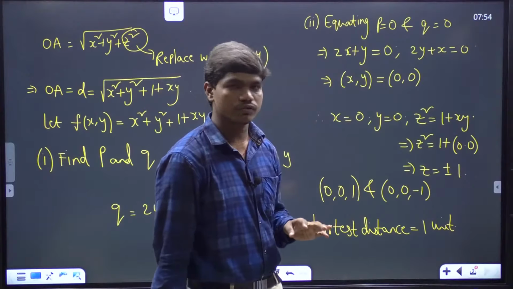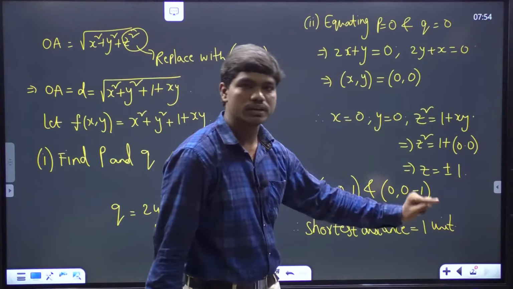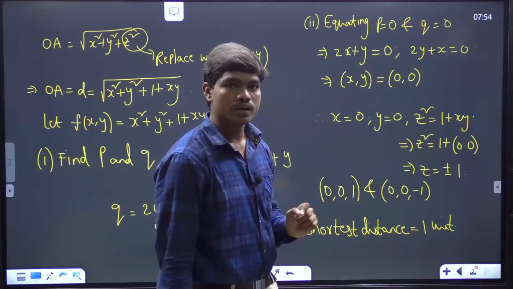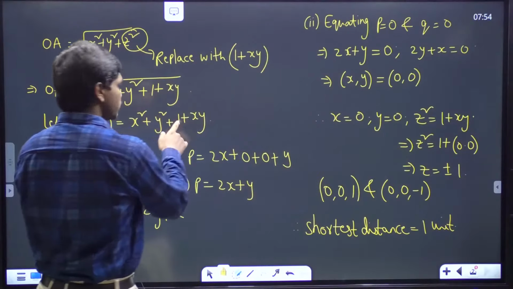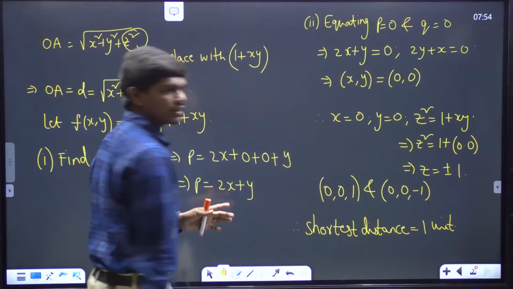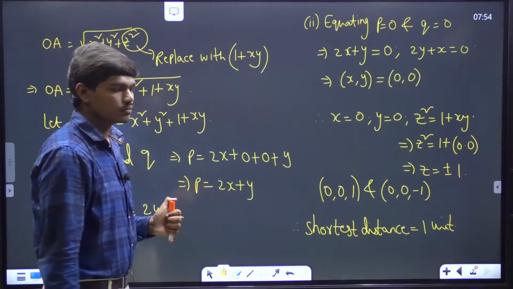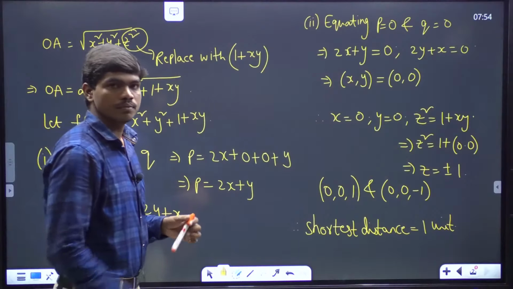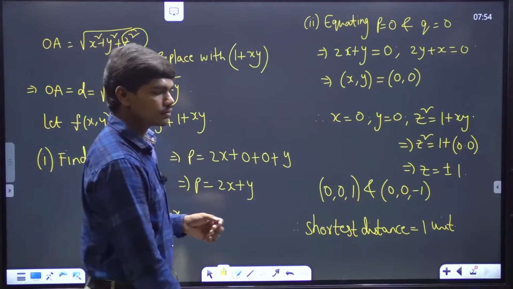Is this question clear to all of you? Why the shortest distance is 1 unit between the origin and this curve? Clear? Because we have a two-variable function and we carried out the analysis to find the minimum of this function. Okay. Is it clear so far? If it's clear, then I'll go for the next concept.